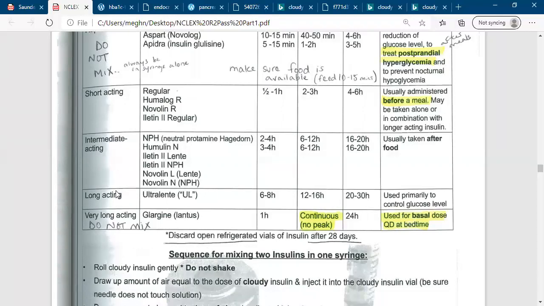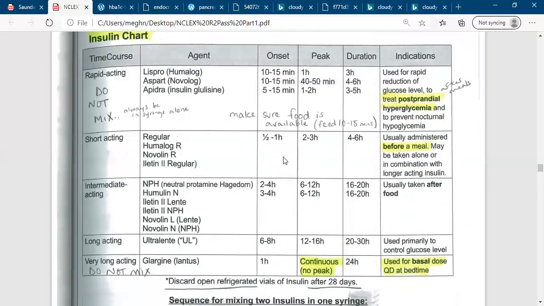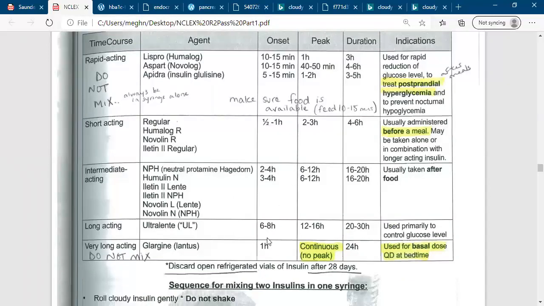And long-acting insulin, especially glargine, or some books divide it into long-acting and very long-acting. But make it easy: long-acting is glargine or ultralente. So glargine has some advantages. What is it? The onset is 1 hour, and it continues to work all day long, right? So a single dose can cover all day long.